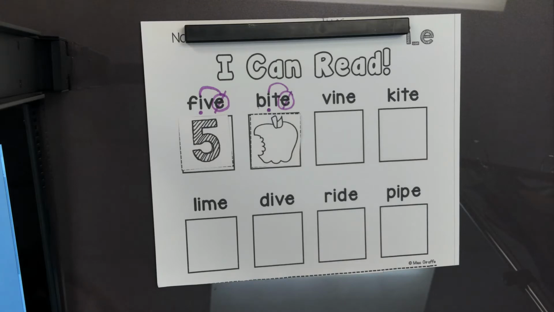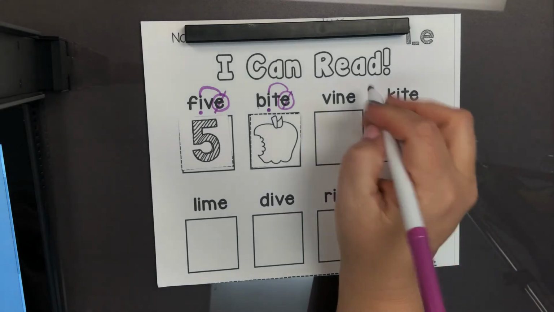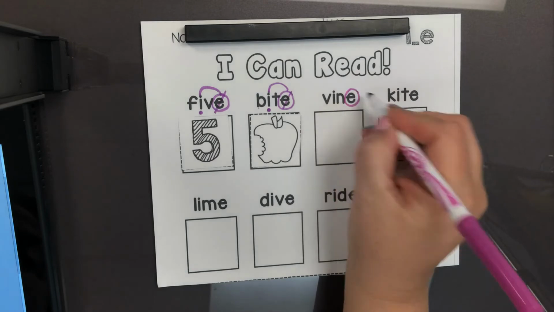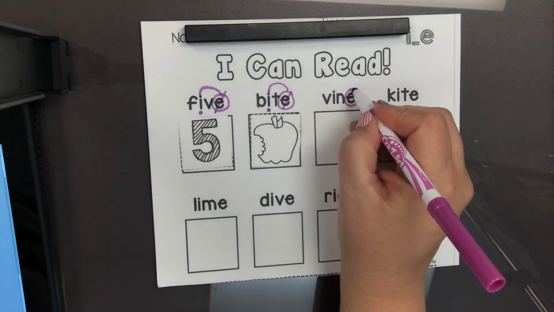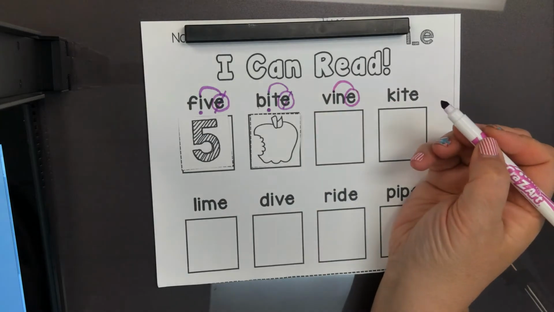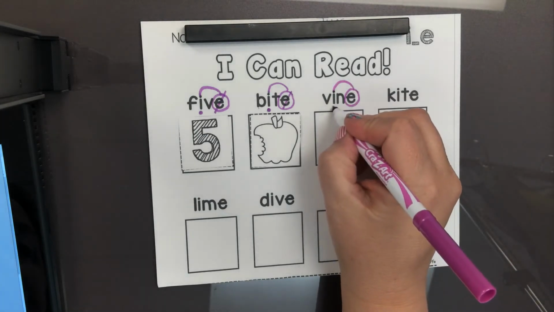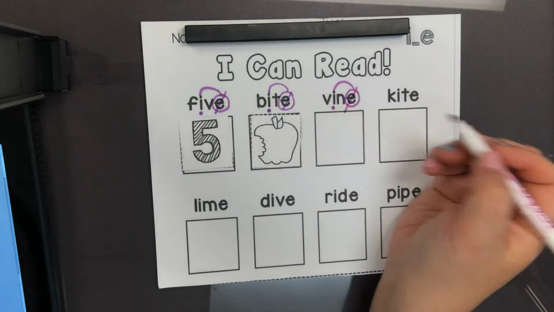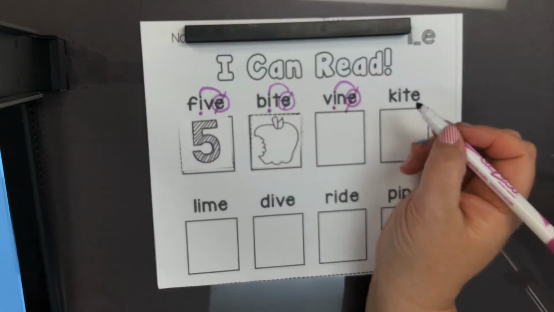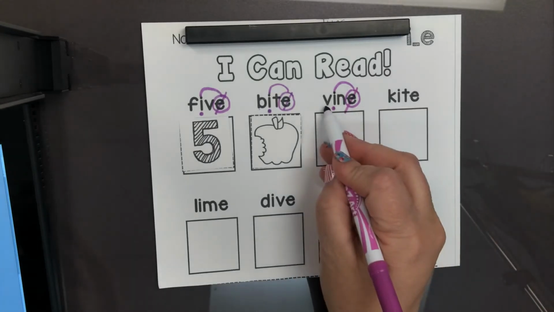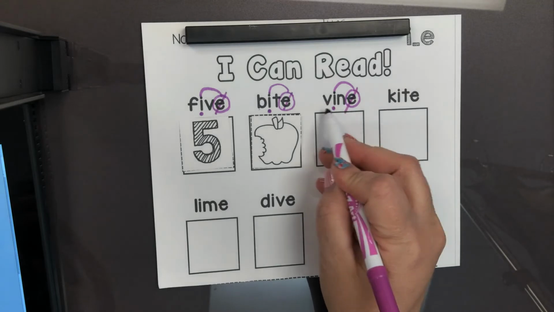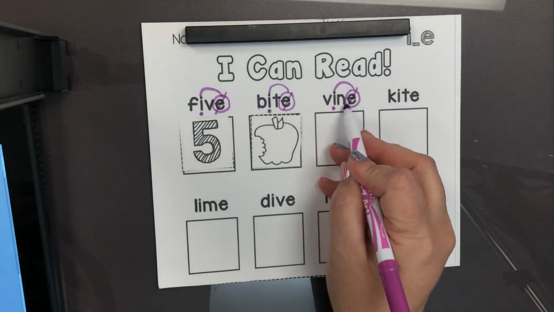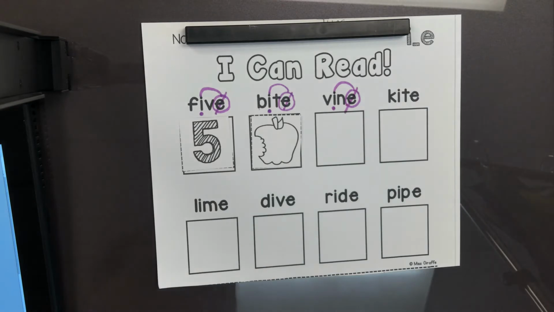Let's read another word. Here is a word that ends with the E. E will jump over consonant N to land on an I. That will make the I say I. E will not say anything. Let's sound out the word. Vine. This word is vine. Vine is something that grows from a plant.